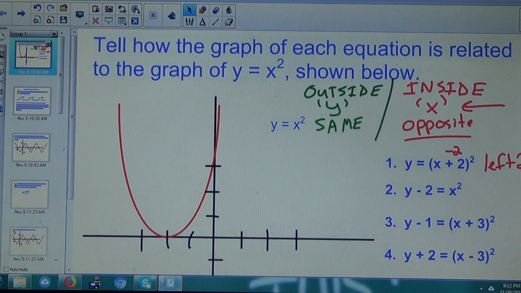Alright, let's try number 2 now. If I have number 2, I need to do what first? I need to get the letter y by itself. So what I would do first is move that 2 over. I'd add that 2 to the other side.